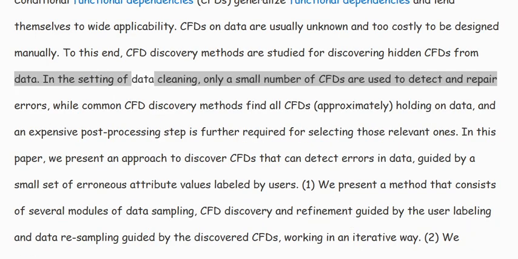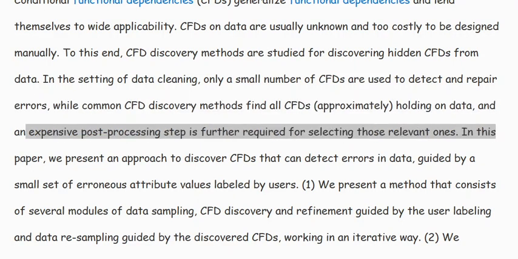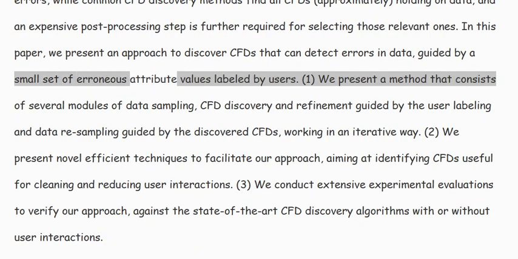In the setting of data cleaning, only a small number of CFDs are used to detect and repair errors, while common CFD discovery methods find all CFDs, approximately, holding on data, and an expensive post-processing step is further required for selecting those relevant ones. In this paper, we present an approach to discover CFDs that can detect errors in data, guided by a small set of erroneous attribute values labeled by users.